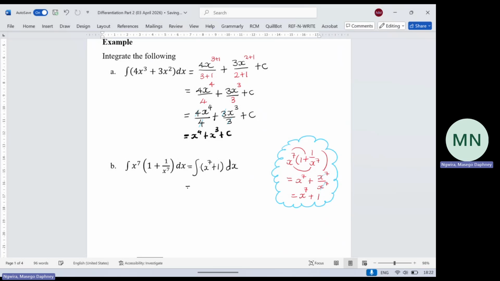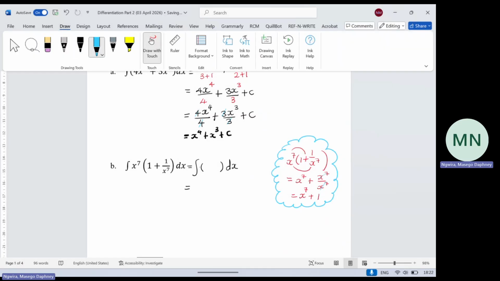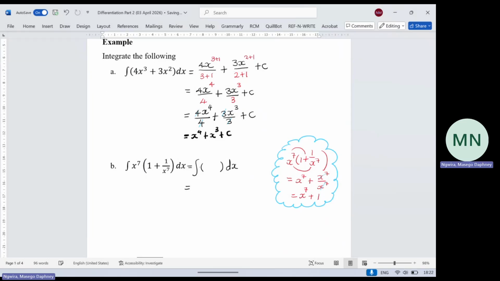So this will be, I can use red here so that we understand. Let me just use red so that you see what changed. Okay, so this is x to the power of 7, then plus 1. So how did I get it? I did it on the side here. Okay, all right.